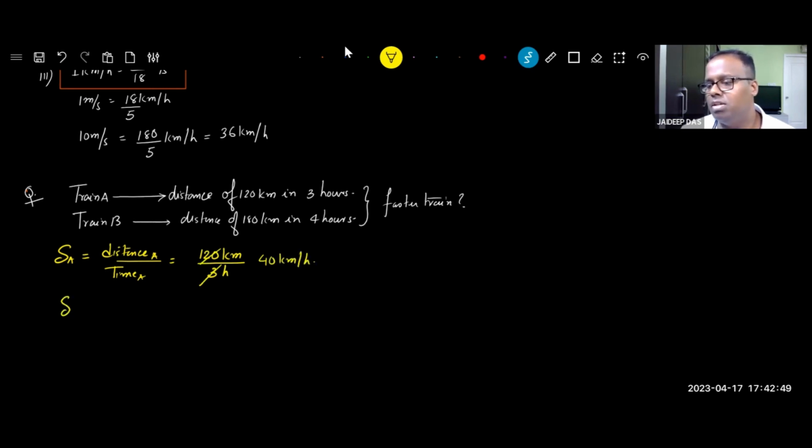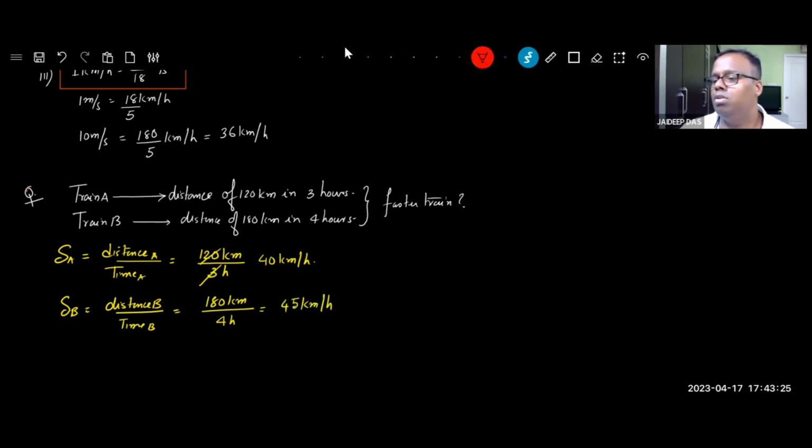Speed of train B. I'm writing it as S here. You can write V also, you just need to mention it. So SB, speed of train B, is equal to distance traveled by train B over time taken by train B, which is 180 kilometers divided by 4 hours. So that equals how much? 45 kilometers per hour. I think you now have the answer. Out of these two, this is the faster train.